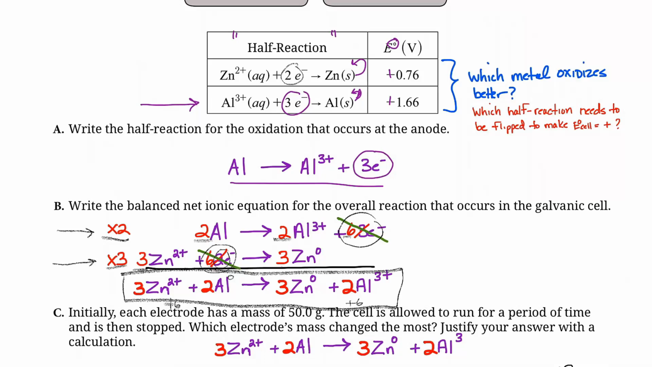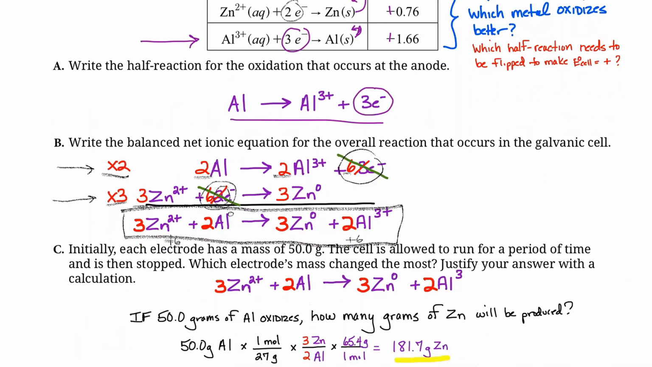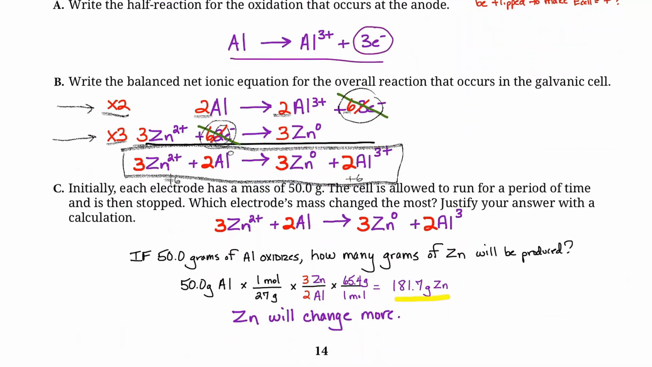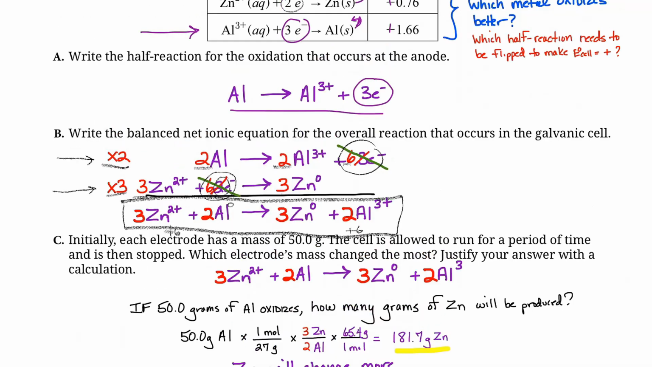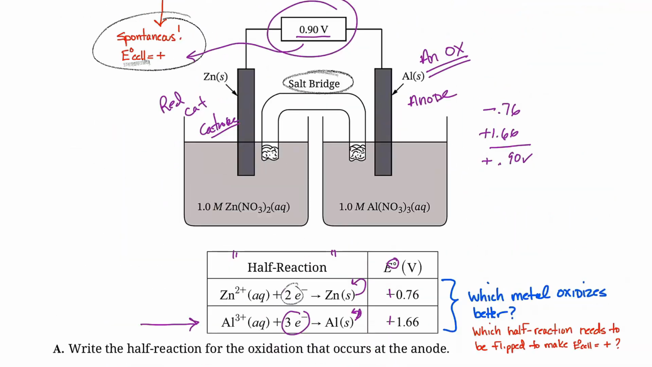Okay, so on to C here, which was a kind of a weird question for some. They said each electrode has a mass of 50 grams. The cell is allowed to run for a period of time and then stop. Which electrode's mass changed the most? Well, before we get to that, you should recognize this. Let's get back on this, and I want to clean some of this up here.